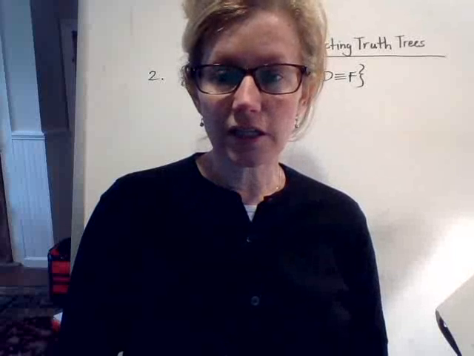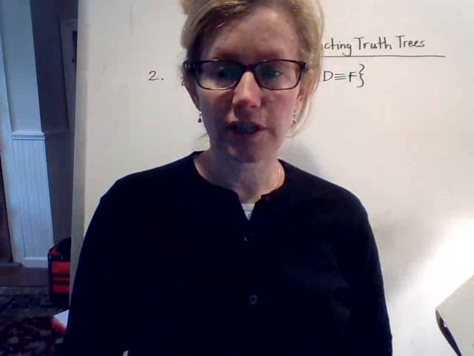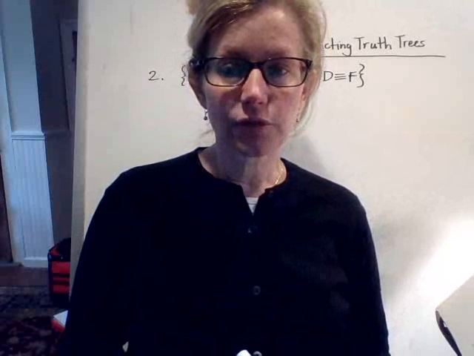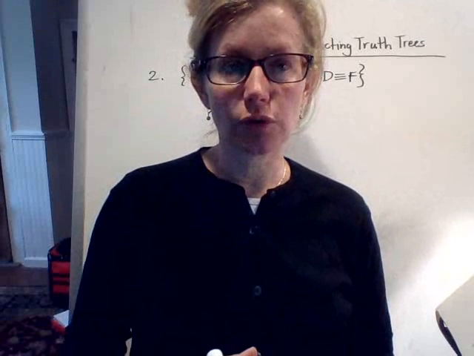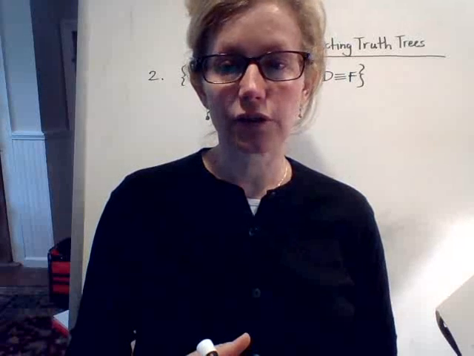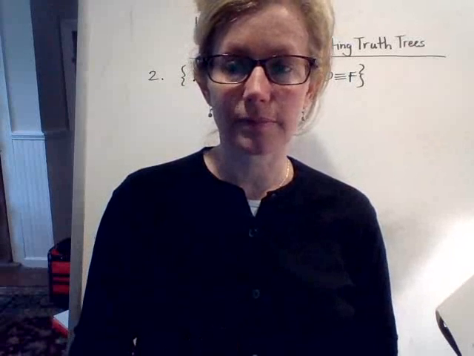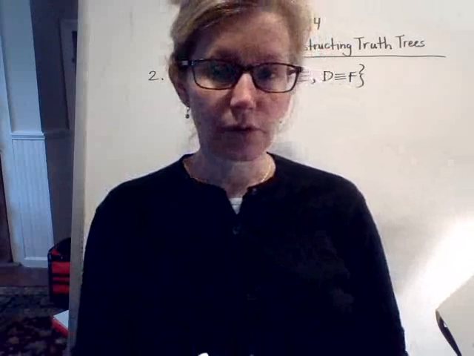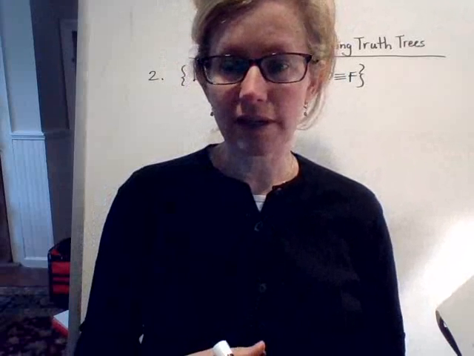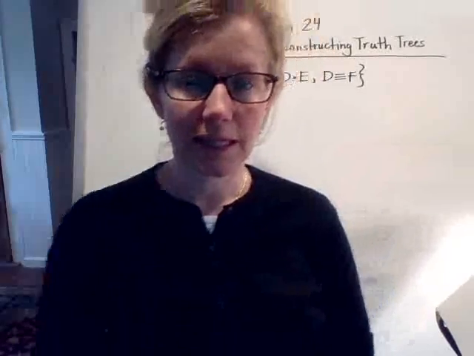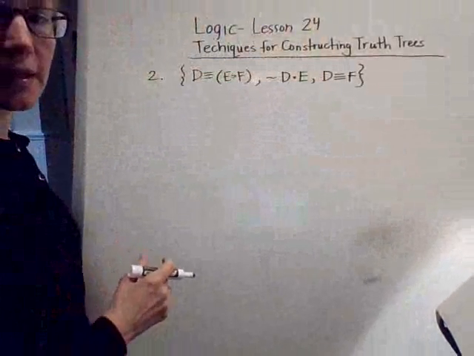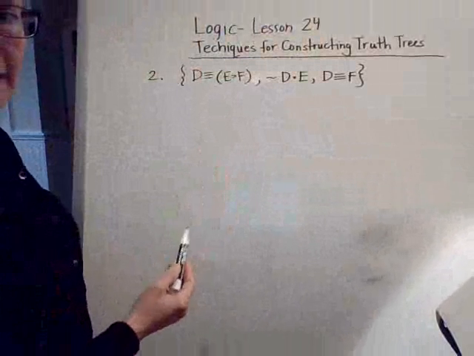Challenge B, this is logic, lesson 24, which is techniques for constructing truth trees. And it's really nothing new. It's just learning how to construct truth trees in a more efficient and easier way. So we'll go through the lesson by doing an example here. I have number 2 from the exercise. And what do you see?